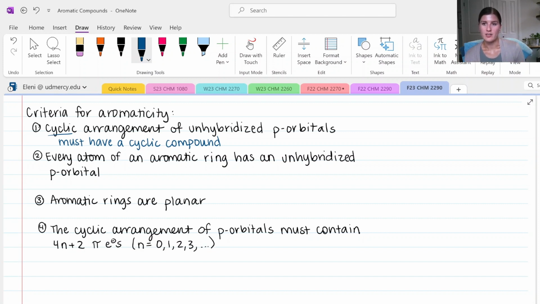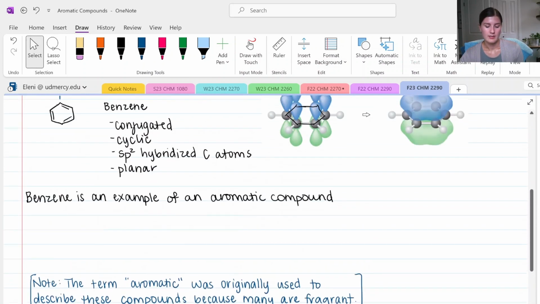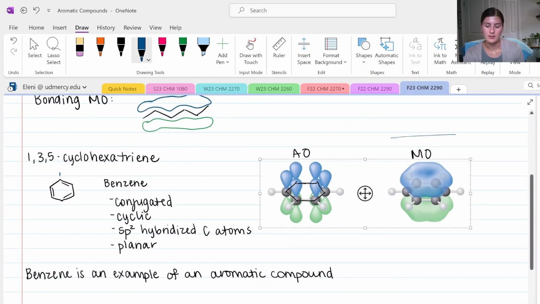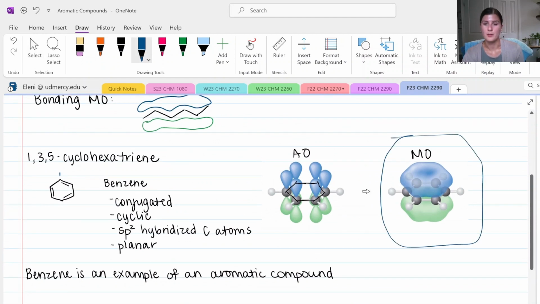So every atom, now criteria number 2, every atom of an aromatic ring, so all the atoms in the ring, must have an unhybridized p orbital. It can have substituents off the ring, and those substituents don't have an unhybridized p orbital, but within the ring, each atom must have that unhybridized p orbital. That's how we end up with this molecular orbital with the p orbitals overlapping across all atoms in the ring, and that's a key feature of aromatic compounds.